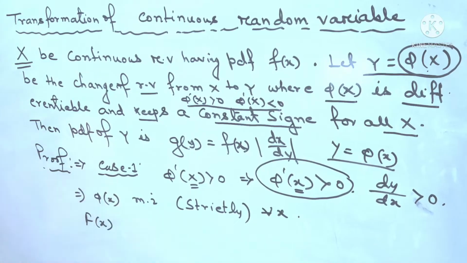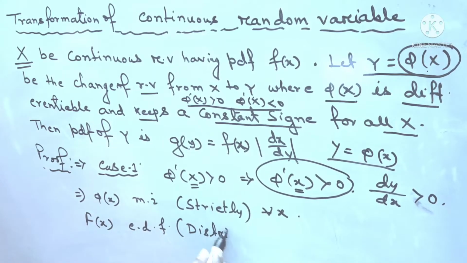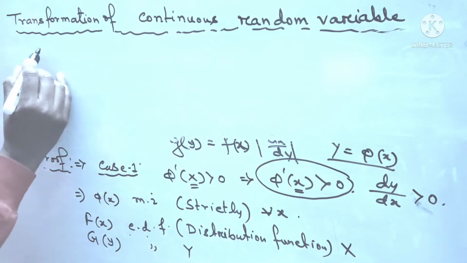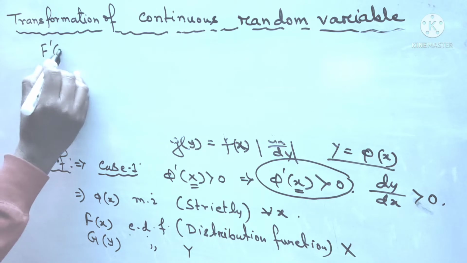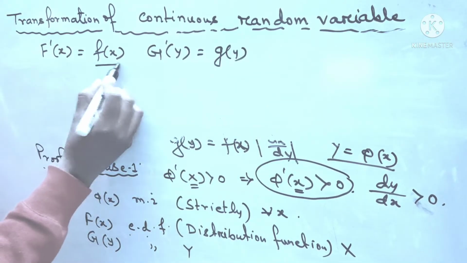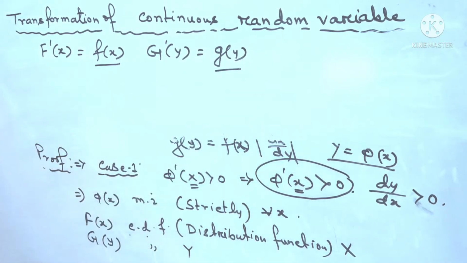Let capital F of x be the CDF, this means distribution function, or cumulative distribution function of capital X. And G of y is the CDF of capital Y. We know that from the definition of CDF and PDF, capital F dash x is equal to small f of x, and capital G dash y is equal to g of y, where f of x is the PDF of capital X and g of y is the PDF of capital Y.